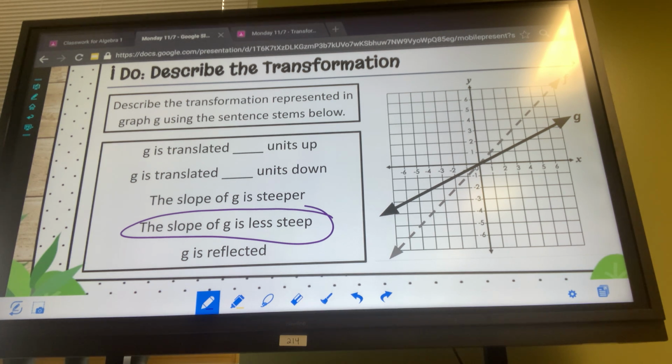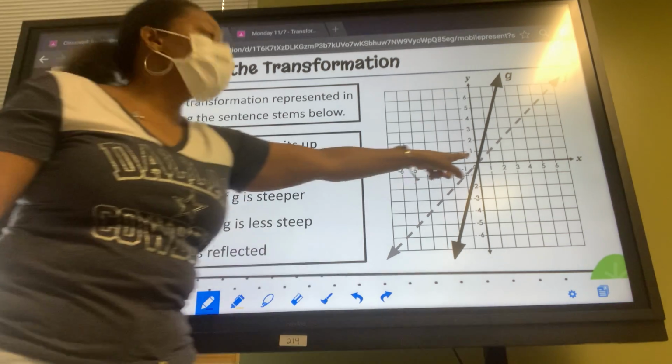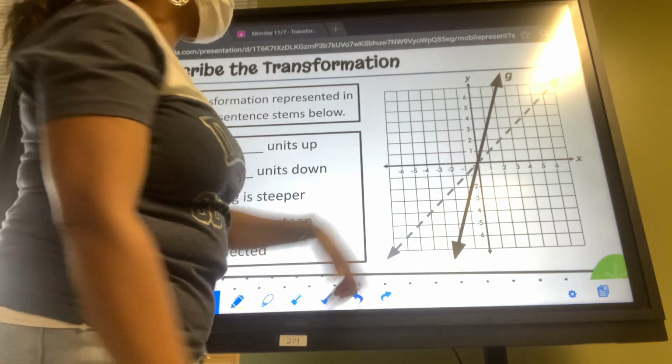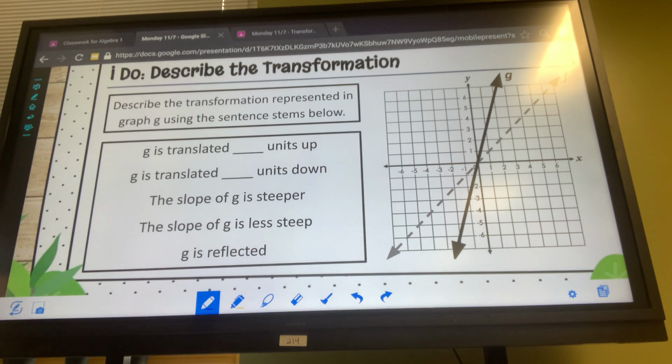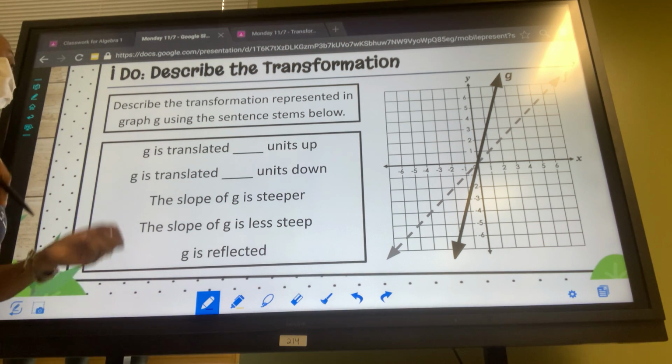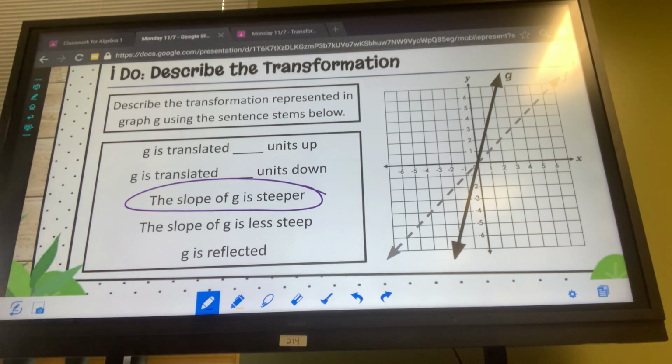It's not reflective. This one is going to be steeper. Next graph: both are still going through 0, but it had to come from here and stand up a little bit. For it to reflect, it has to be going in the total opposite direction. It's still going in the positive direction, so this one is steeper.